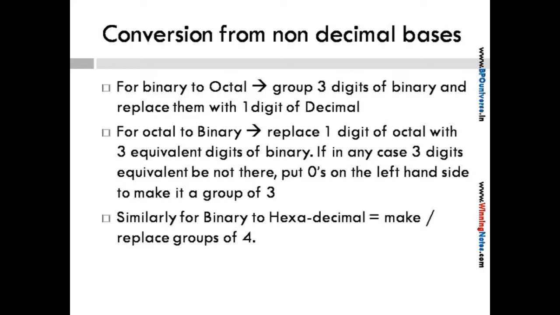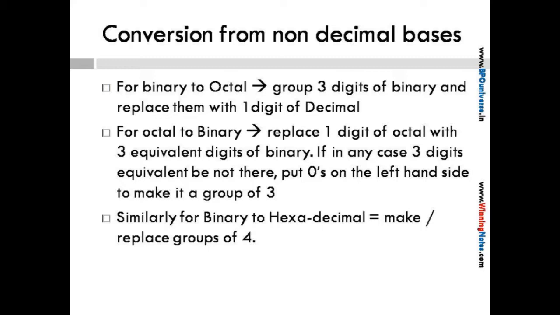If in any case 3 equivalent digits are not there, then we put 0 on the left hand side of the number and then make it a group of 3. Similarly, from binary to hexadecimal, we replace in terms of groups of 4. So it is pretty simple. A hexadecimal number is actually represented as a number of base 16, which is 2 multiplied 4 times. Hence we group it in groups of 4. An octal represents the number 2 multiplied 3 times, hence we convert that by making groups of 3.